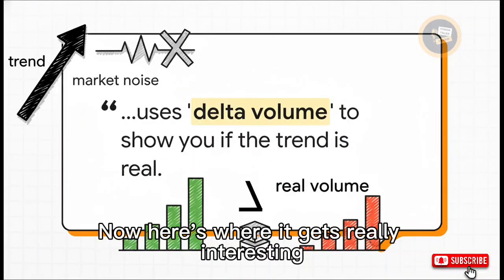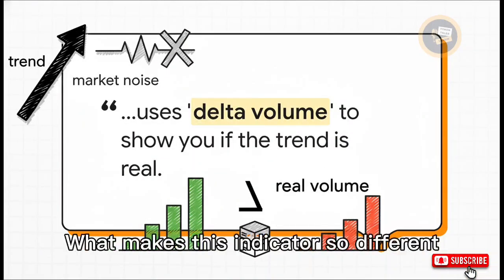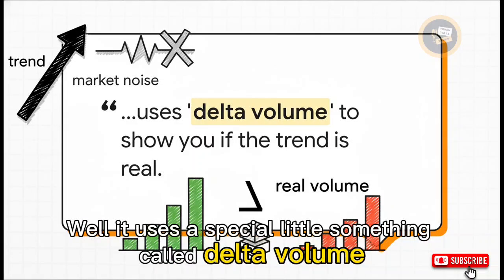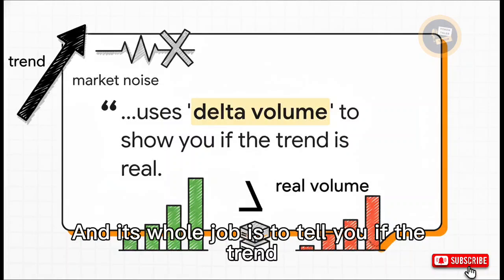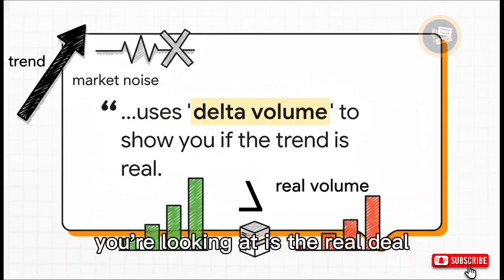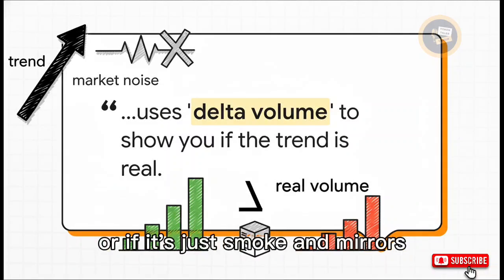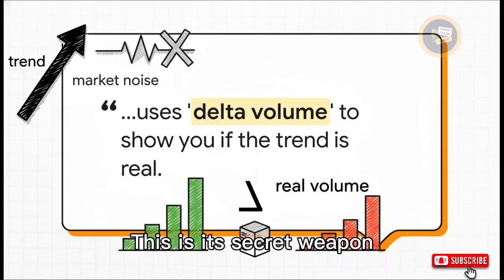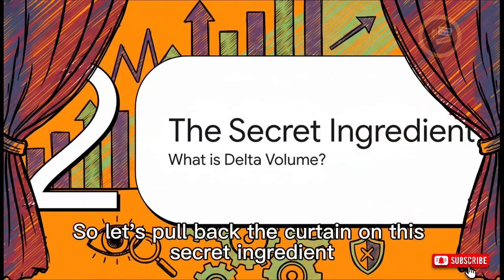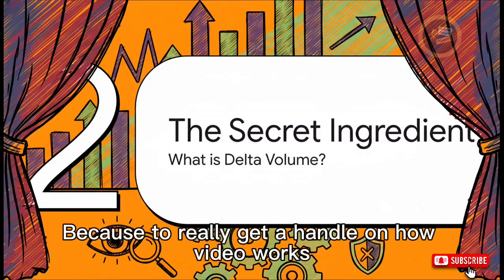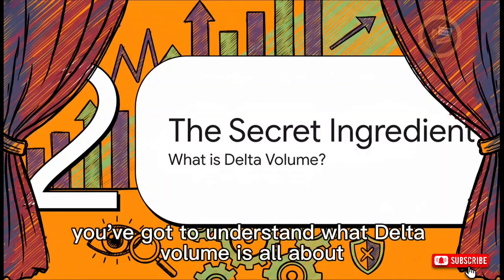Now, here's where it gets really interesting. What makes this indicator so different? Well, it uses a special little something called delta volume. And its whole job is to tell you if the trend you're looking at is the real deal or if it's just smoke and mirrors. This is its secret weapon. So let's pull back the curtain on this secret ingredient, shall we? Because to really get a handle on how VIDYA works, you've got to understand what delta volume is all about.